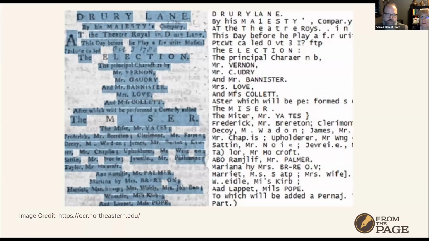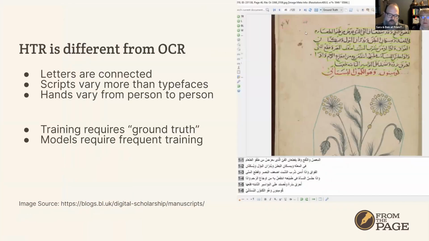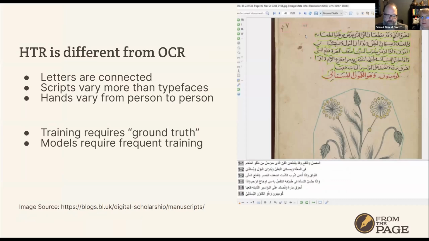So HTR is different from OCR. Why is that? First off, it's got challenges that OCR doesn't have. Letters are connected in many handwritten documents, cursive or joined up writing. That means that the software isn't able to isolate a single character to match against a database of similar characters, right? Instead, recognition has to be done word by word, which really complicates the problem. Another reason that HTR is different from OCR is that there are a lot more scripts and they vary a lot more than there are printed typefaces.